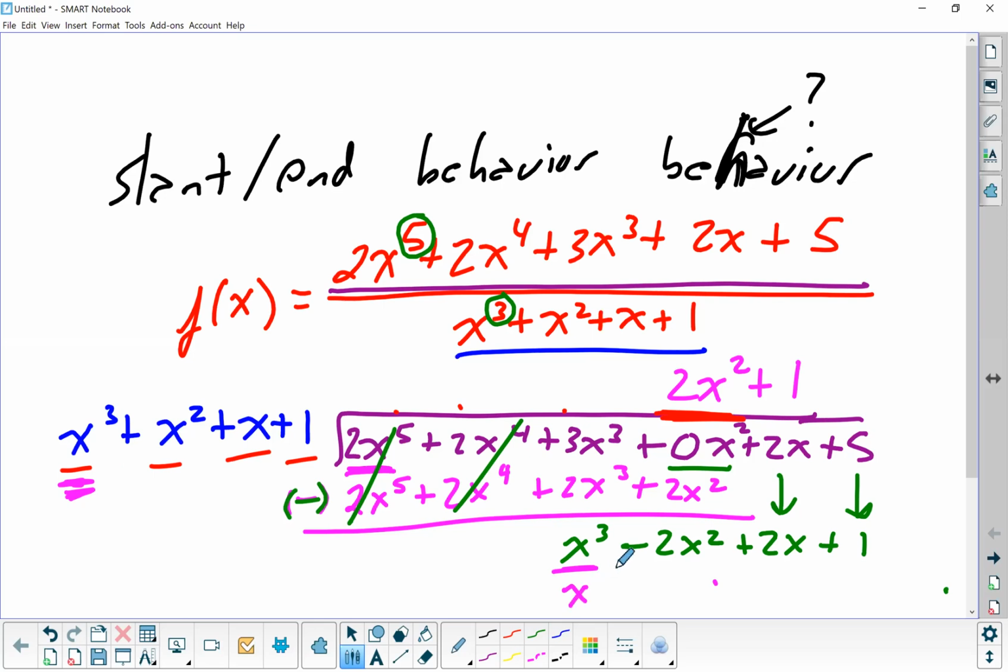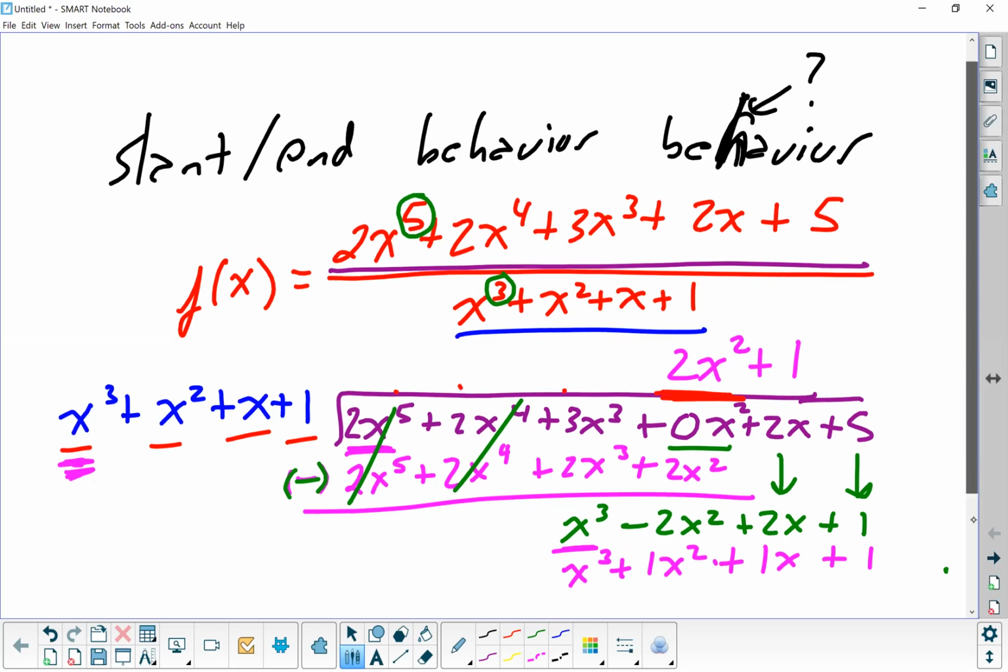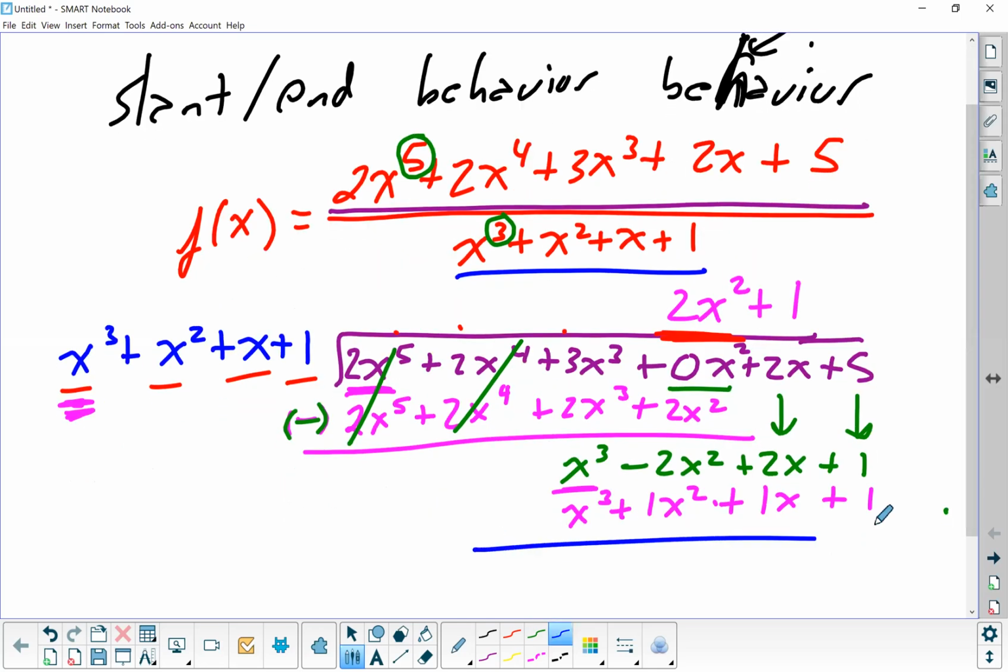So 1 times x to the third is x to the third. 1 times x squared is 1x squared. 1 times x is 1x. And 1 times 1 is 1. And I'm going to move this down a little bit. So I'm going to go ahead and subtract these. If I subtract these, x to the third minus x to the third, they're gone. Negative 2x squared minus x squared is minus 3x squared. 2x minus 1x is 1x. And 1 minus 1, those cancel out. Okay, so this is just our remainder down here.